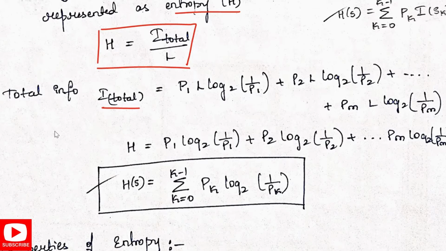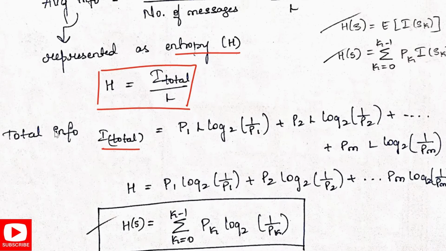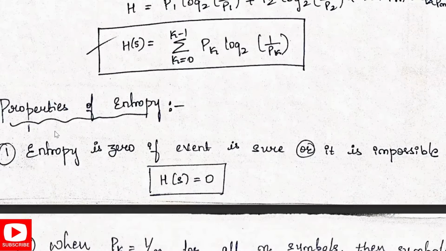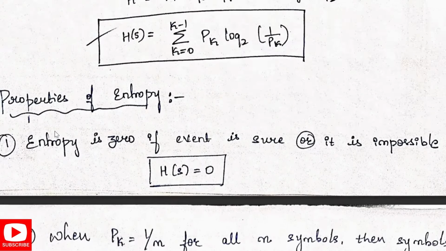Replacing the I total and dividing by L, you can write H. So H of S is equal to the summation of k equals 0 to K minus 1 of Pk log 2 of 1 by Pk. You can also derive this directly by writing H of S is equal to E of I of Sk, and that can be expanded as the summation of k equals 0 to K minus 1 of Pk I of Sk, and this I of Sk can be written as the log function. So this is what you have to write.